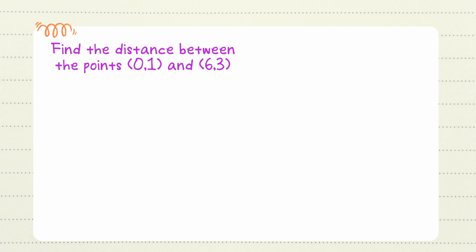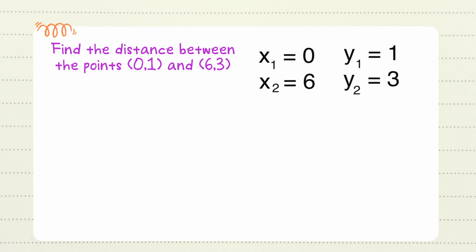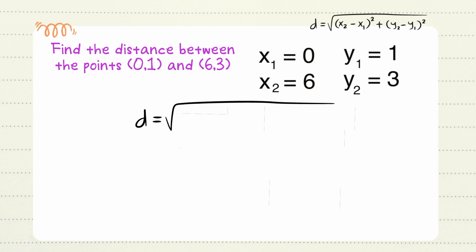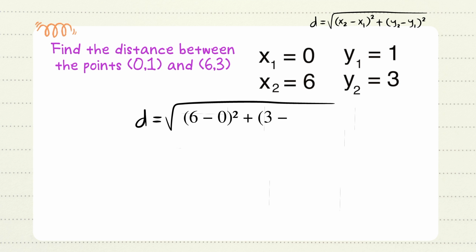Now we need to find the distance between the points 0, 1 and 6, 3. We can follow the same steps we've been using. Our first point is 0, 1. So x1 is equal to 0 and y1 is equal to 1. Our second point is 6, 3. So x2 is equal to 6 and y2 is equal to 3. Plugging these values back into our distance formula, we have d equals the square root of 6 minus 0 squared plus 3 minus 1 squared.